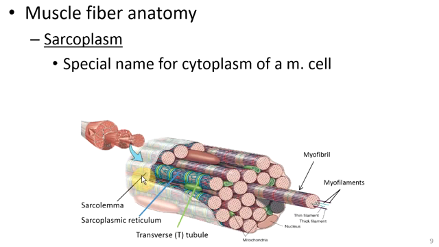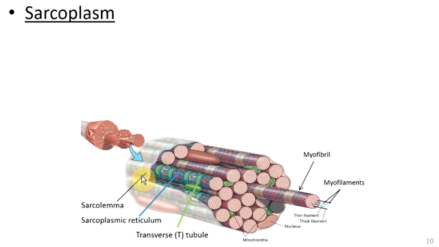The sarcoplasm is another name for the cytoplasm, so the liquid portion of the cell. Inside the sarcoplasm, we have myofibrils, and those are these individual fibers here that make up the cell. So remember, we're looking at a cell right here that's been cut.